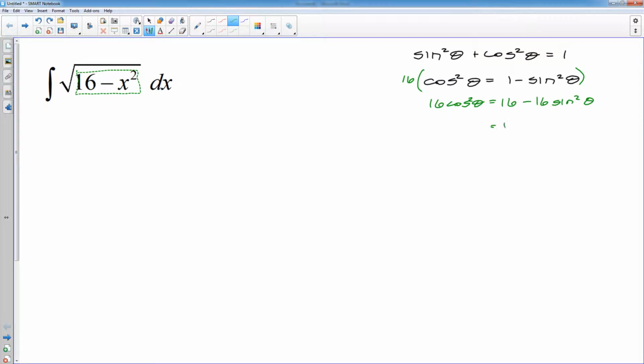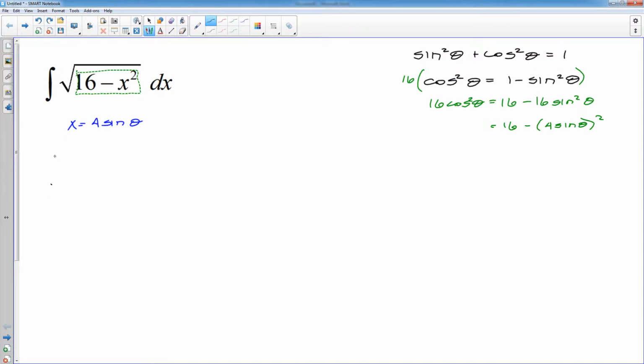And then maybe to kill this dead, I'm going to change 16 sine squared into the quantity 4 sine theta squared. And then here's where the substitution comes in. If I take out my x and I plug in its place a 4 sine theta, then the interior of this radical will look like this Pythagorean trig identity.